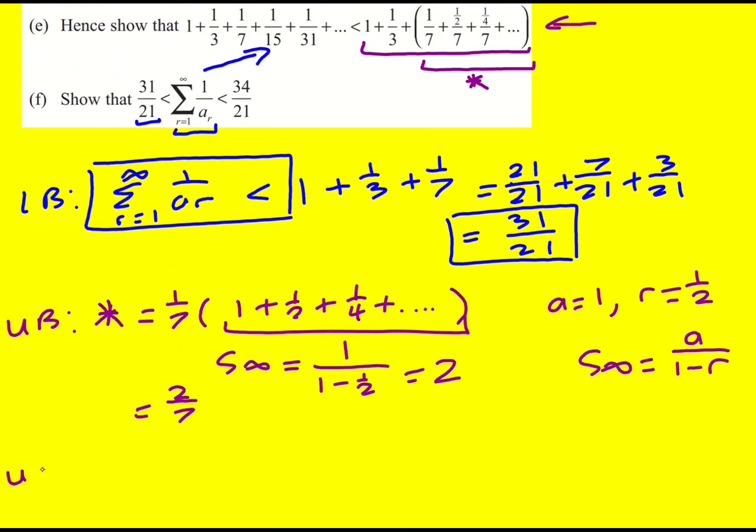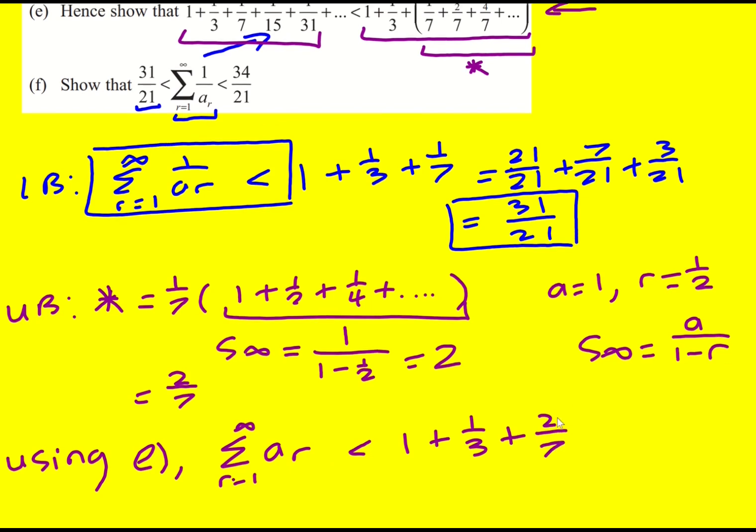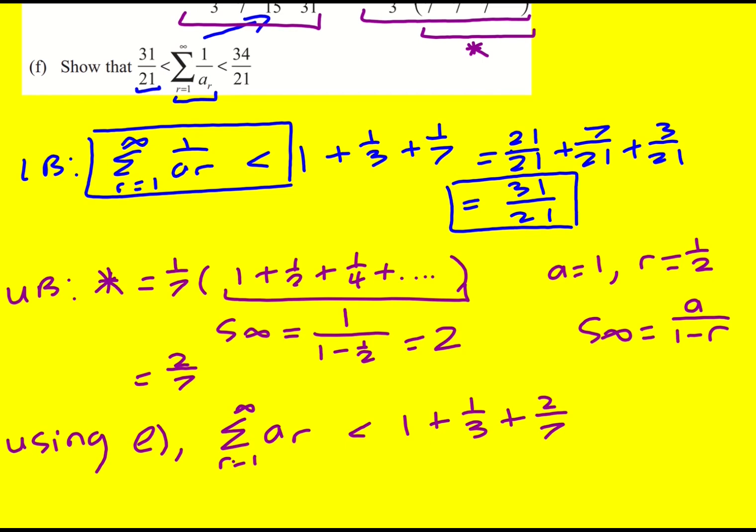So using E, the sum, which is this thing here, is going to be less than 1 plus a third plus this star that we've just found, 2/7. And we're into a very similar position now. It's just instead of 1/7, we've got 2/7. That's our upper bound. And that's going to be, again, 21 over 21 plus 7 over 21, but this time 6 over 21. And this gives 34 over 21.